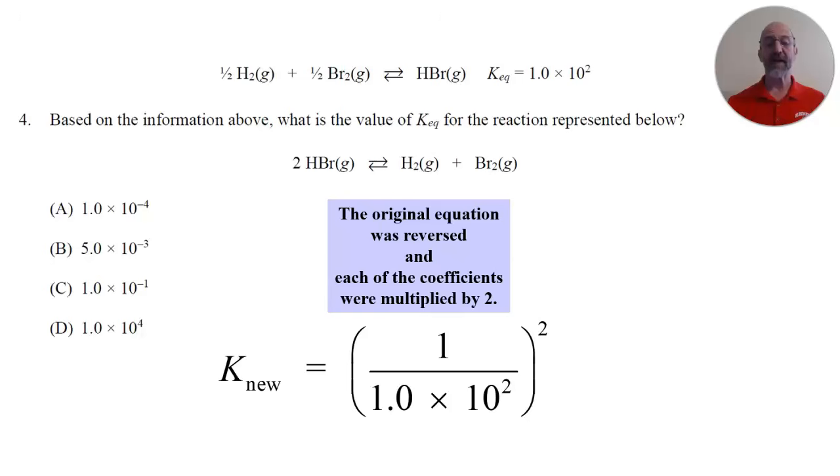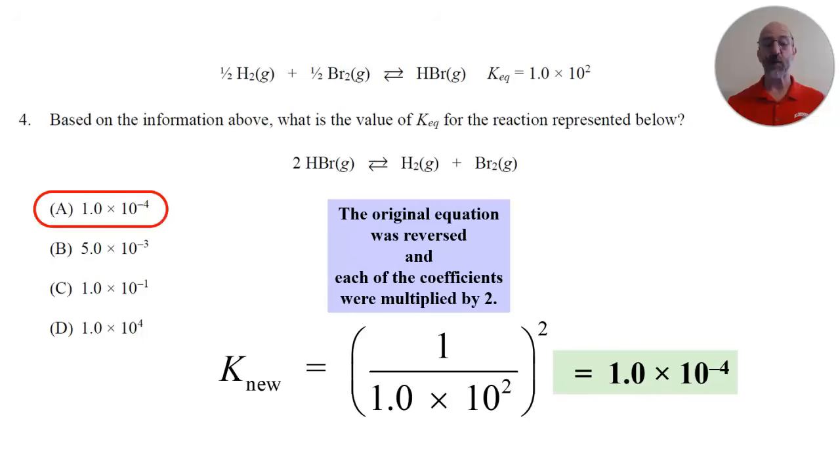So when I pick up my calculator and I do 1 divided by 1 times 10 to the 2, and then I square that value, this is what I get. And the correct answer to question 4 is choice A, 1 times 10 to the negative 4. So we will also see some manipulations to balanced chemical equations in question 5. Let's go ahead and take a look at question 5.